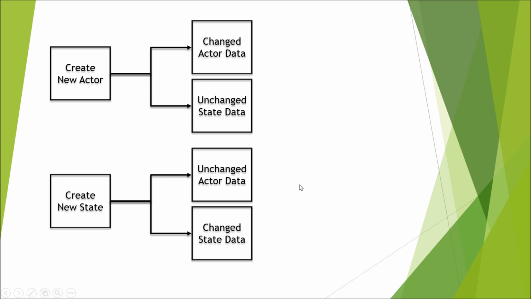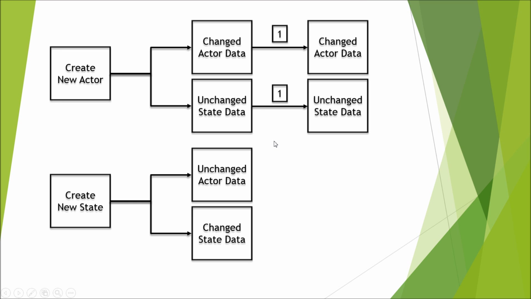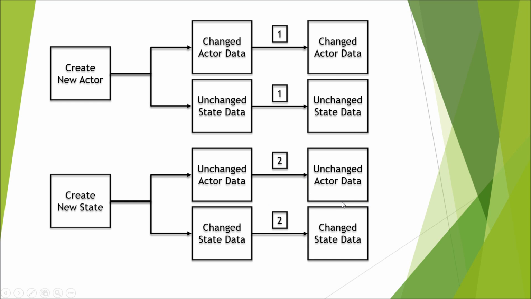Now, when these people go to merge their projects back together by uploading them to a shared location, either via Dropbox or some other file sharing service, the first person is going to upload his copy, with the changed actor data and the unchanged state data. When the second person uploads their copy, they're going to upload the unchanged actor data, but the changed state data.